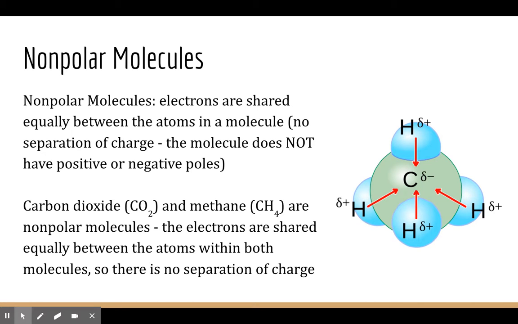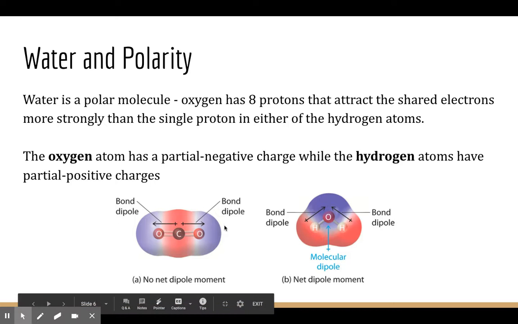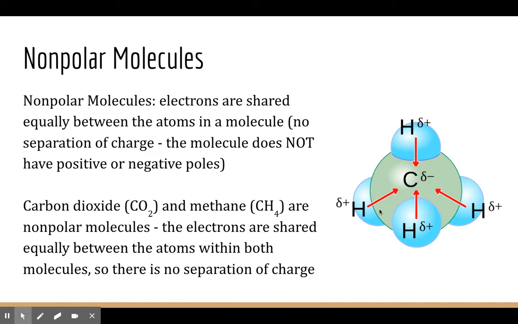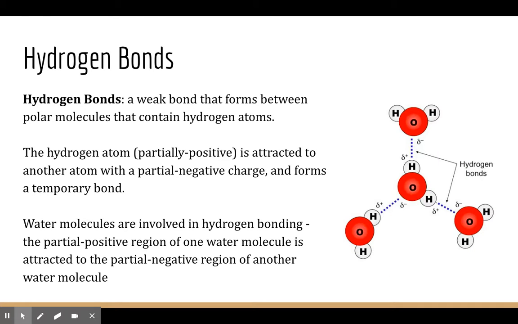So carbon dioxide, like I said, is an example of a nonpolar molecule. Methane, this is an example of methane, is also a nonpolar molecule. So the electrons are evenly distributed between all four sides of the molecule. So there is no net dipole, no movement, or no separation of charge.